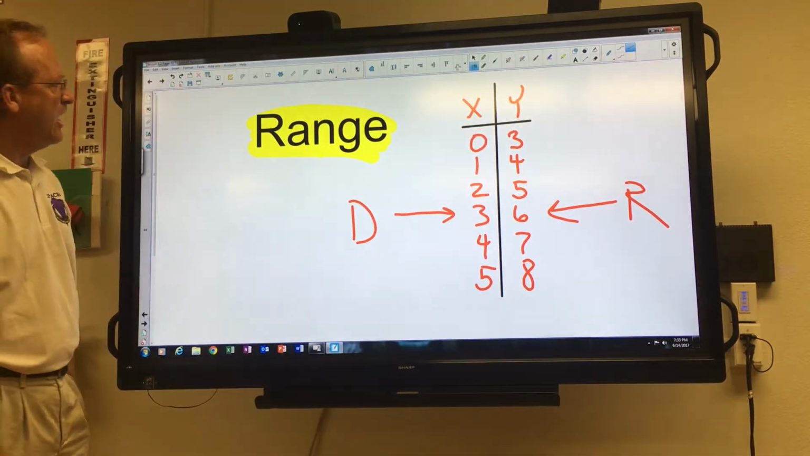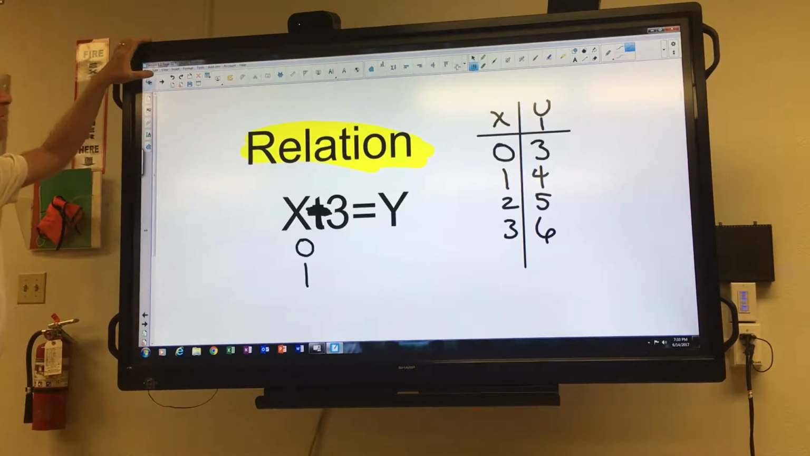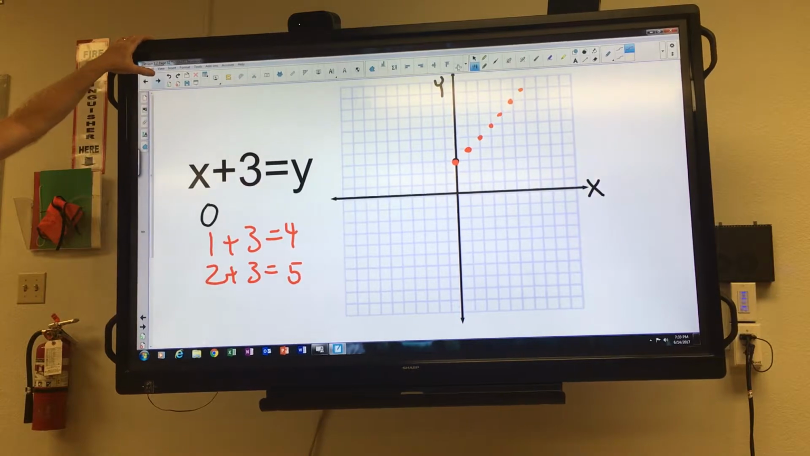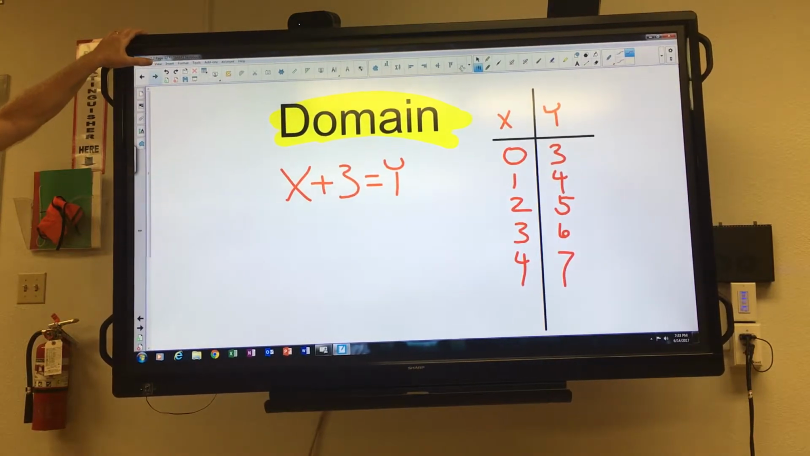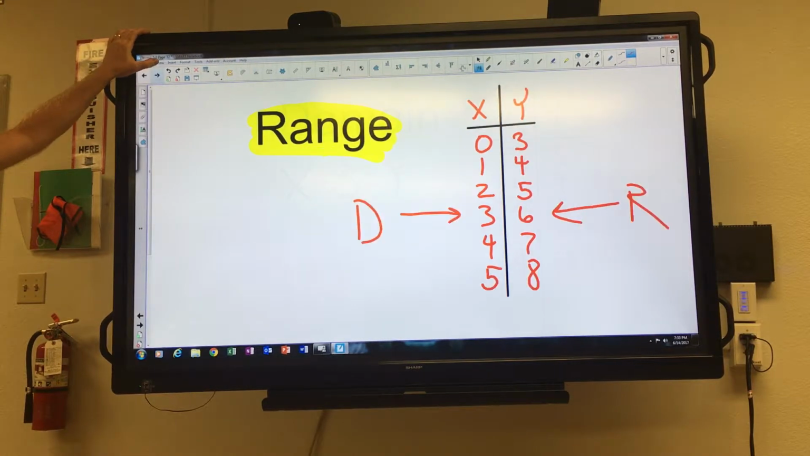Okay. All right, so what have we done so far? We have a relation, that's a mapping of the values. We can show that with the table, or we can show it with a graph. We have the domain, which is the numbers you're putting in, and we have the range, which is the numbers coming out.